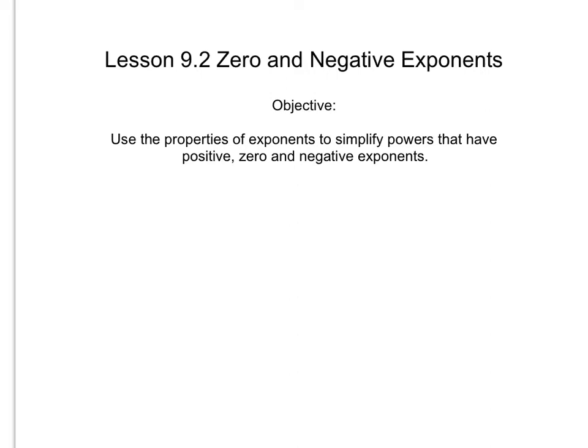We're on Unit 9, Lesson 2. This is about zero and negative exponents. And we're going to use the properties of exponents to simplify powers that have positive, zero, and negative exponents. Okay? So let's go ahead and get started.